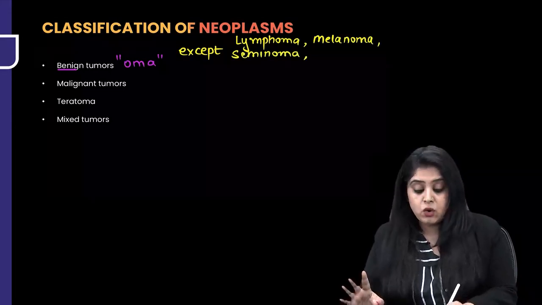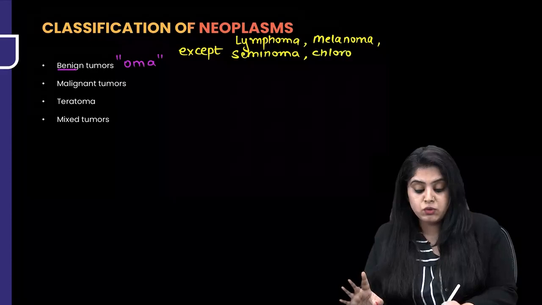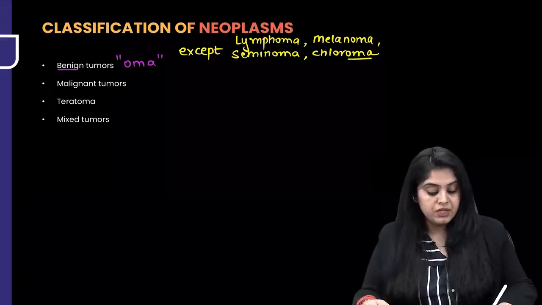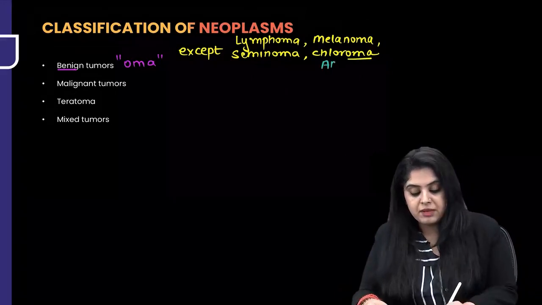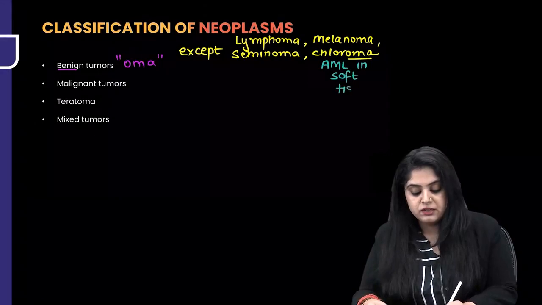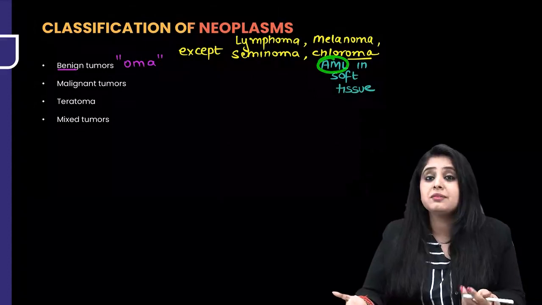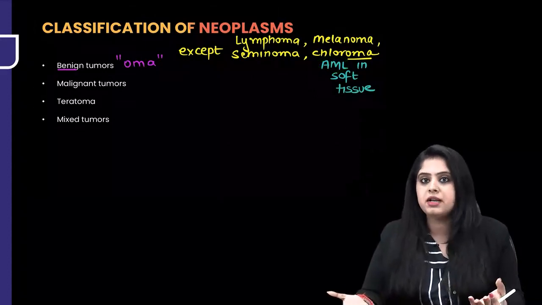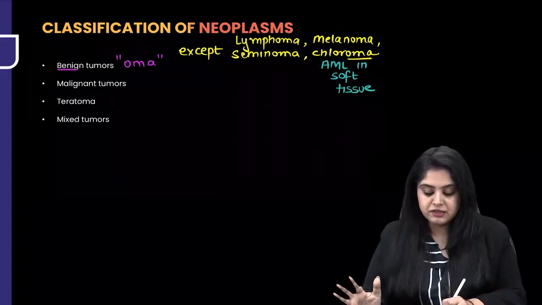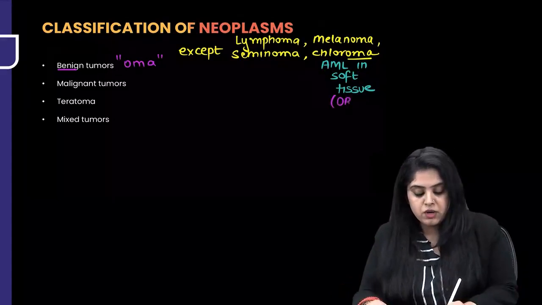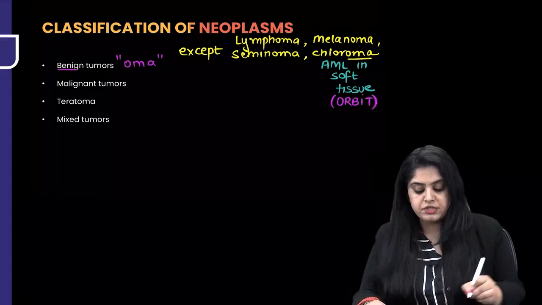We have something called chloroma. Please note, chloroma is something which I will talk about when we go to hematology. Chloroma is nothing but AML in the soft tissue. Which soft AML kya hai? AML is acute myeloid leukemia. It's a blood cancer. Blood cancer should happen in blood. This is not happening in blood. This is a blood cancer that is happening in the soft tissue. And which soft tissue are we talking about? Most commonly, this occurs in the orbit.